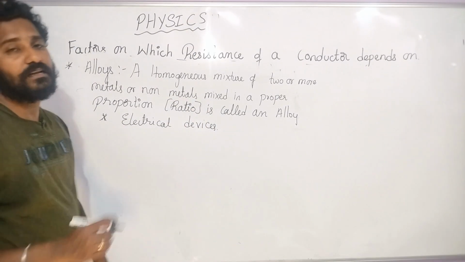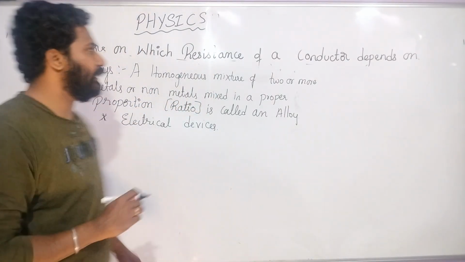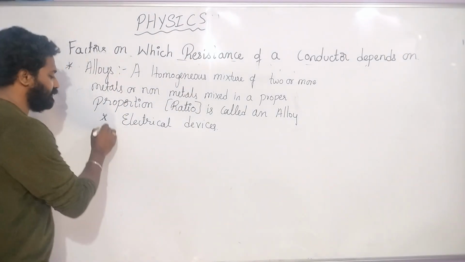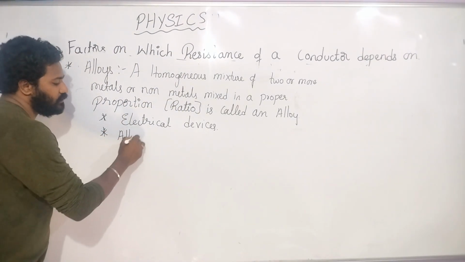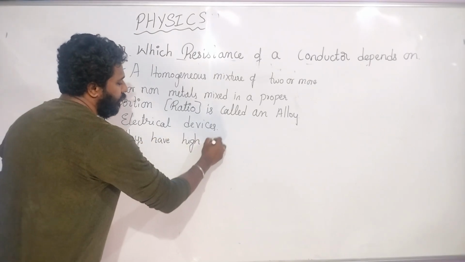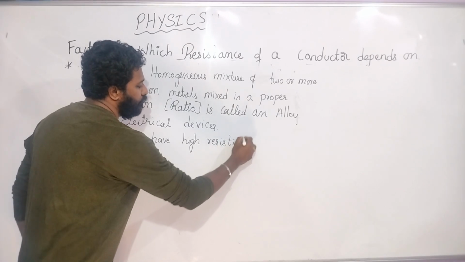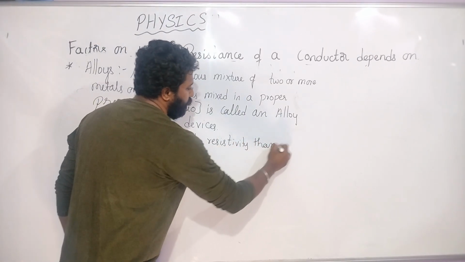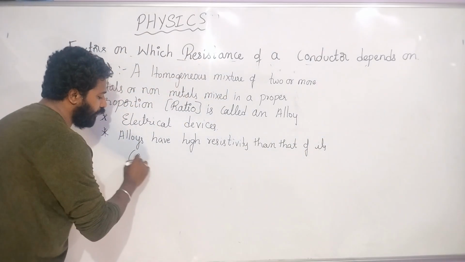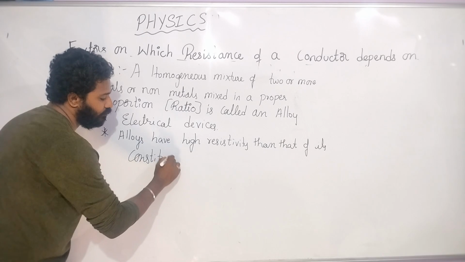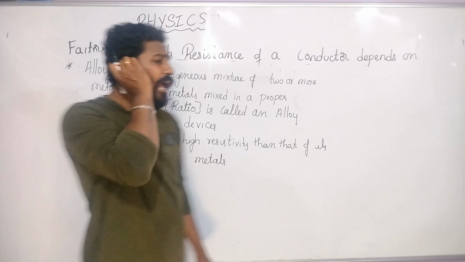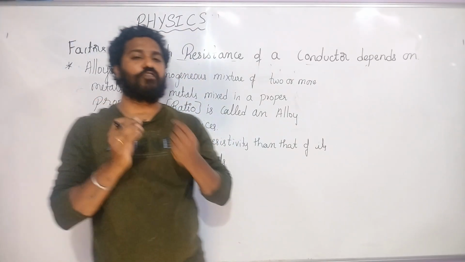Very important, children, they will ask you, why do we use alloys in electrical devices? Because there are two major reasons. The first reason is alloys have high resistivity than that of their constituent metals. Okay, alloys have high resistivity than that of constituent metals.